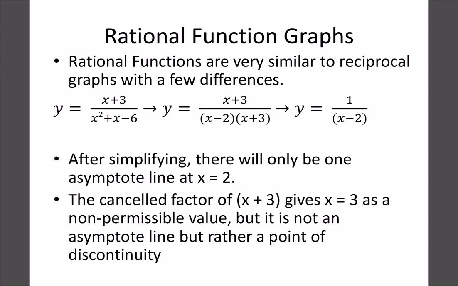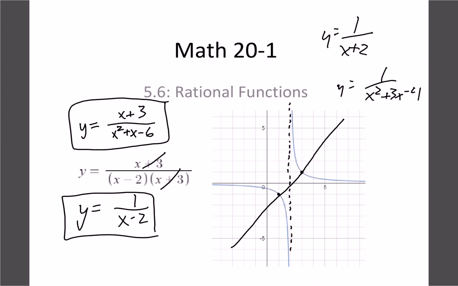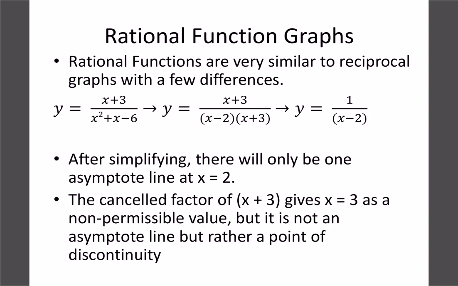So once we simplify, we can see we only get one asymptote line. We get an asymptote line at x equals 2. Because our graph 1 over x minus 2 is still like our ones we did yesterday, our asymptote was still at x equals 2. The other thing is we see this canceled factor. We actually canceled out that x plus 3 in both terms. So that means x plus 3 is a non-permissible value.